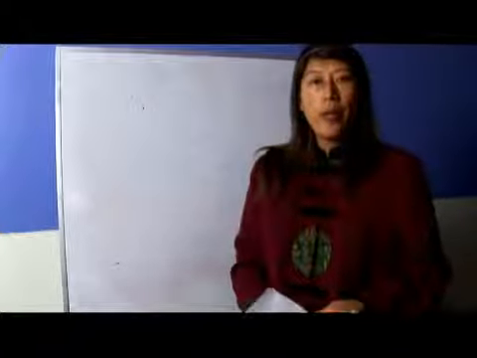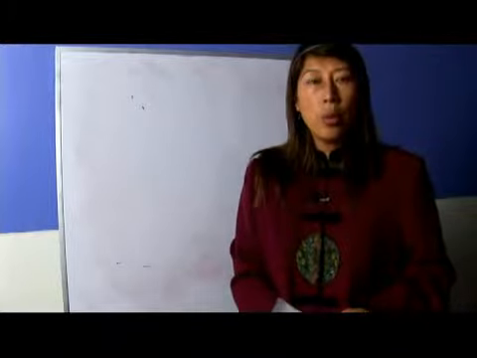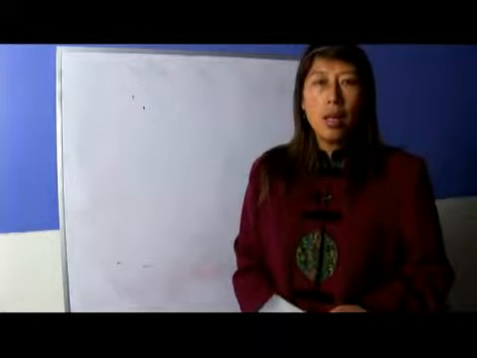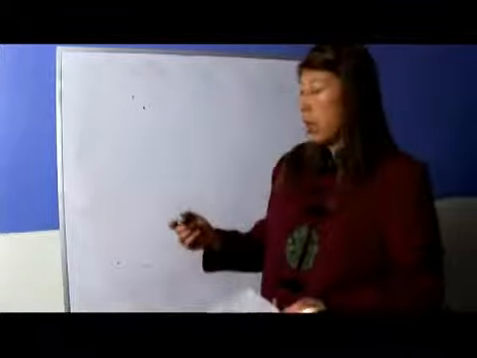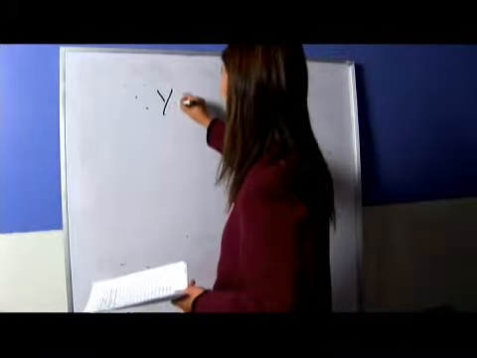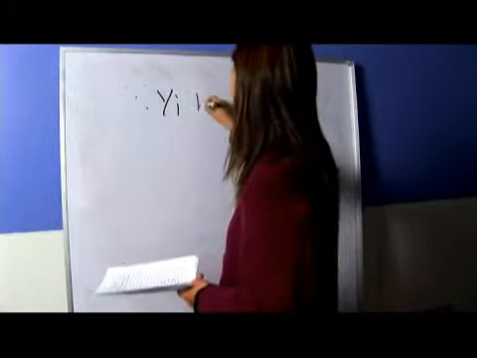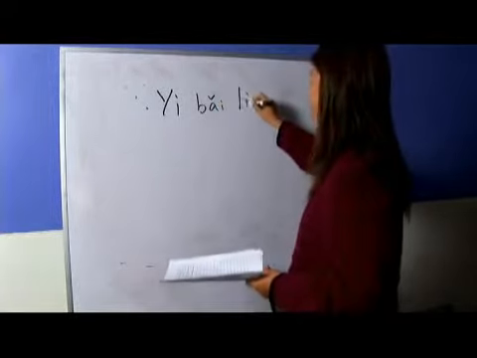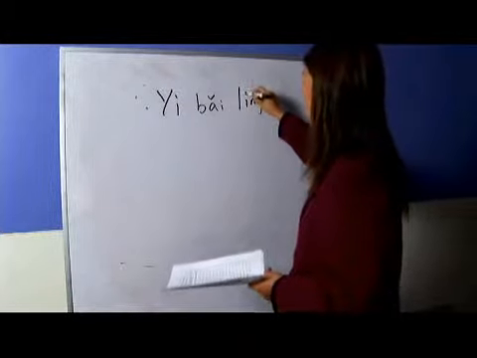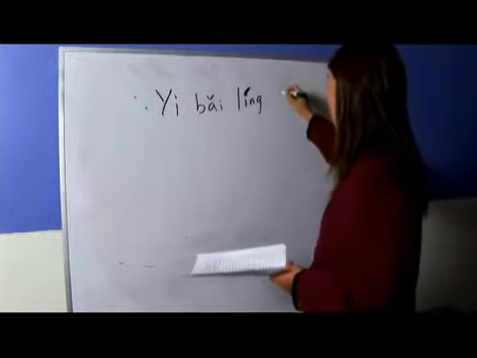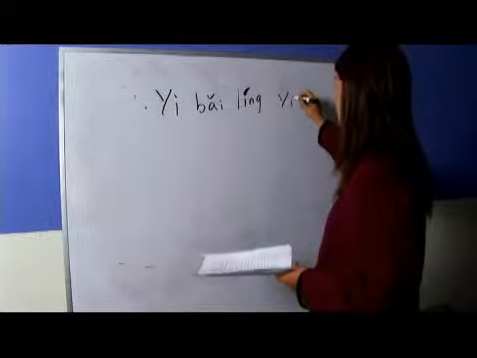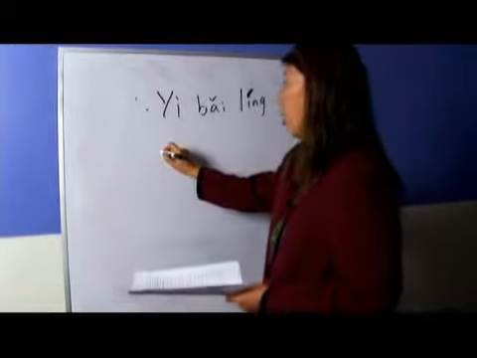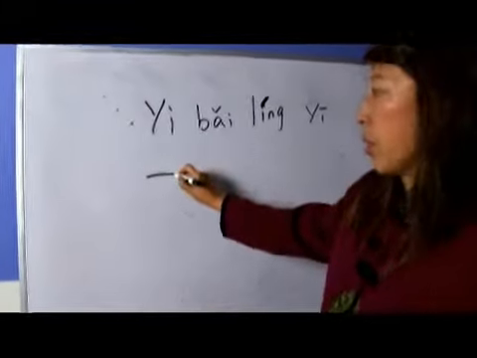The Chinese character for 101 is 101. 100 goes up. 0, 1. 101. So 一 is 1, the character for 1.